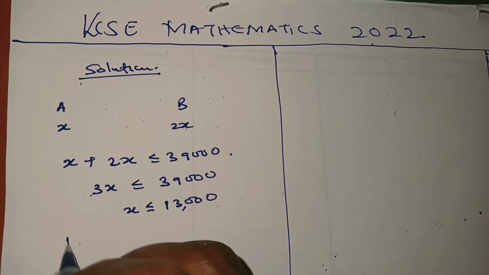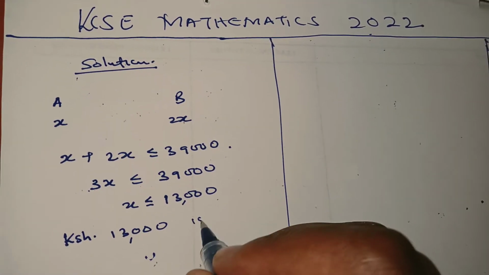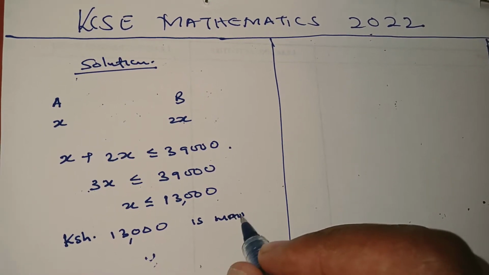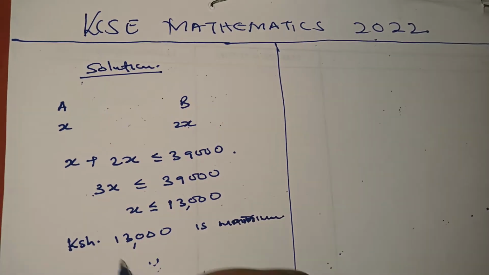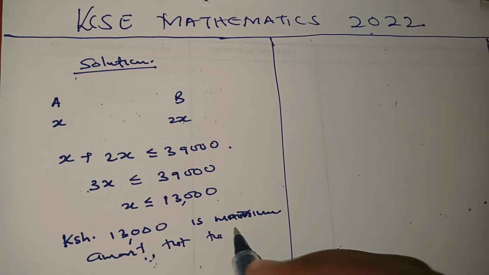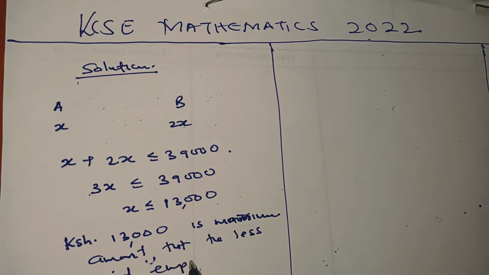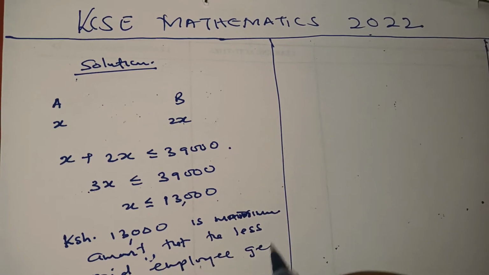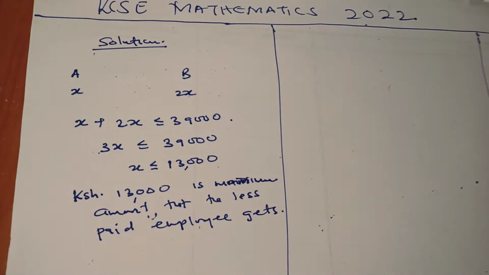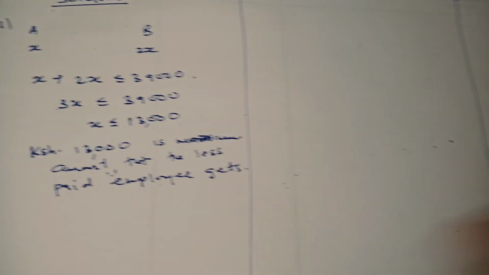So 13,000 is the maximum, I should say maximum, not minimum, amount that the less paid employee gets. Okay, yeah, so maximum of 13,000. Okay, that's question number 1 we have done. So we go to question number 2.